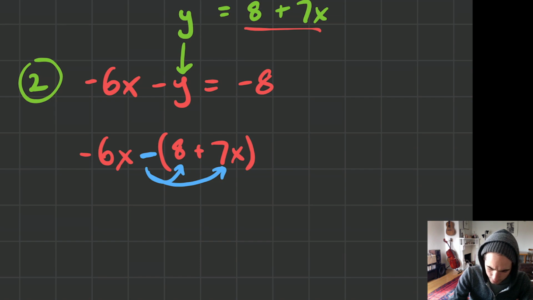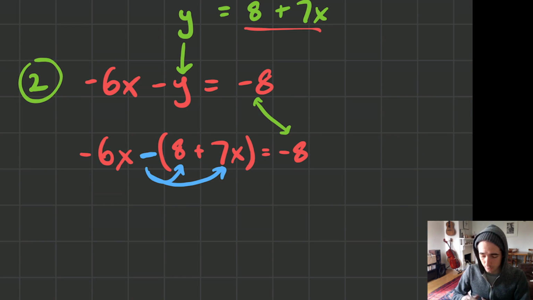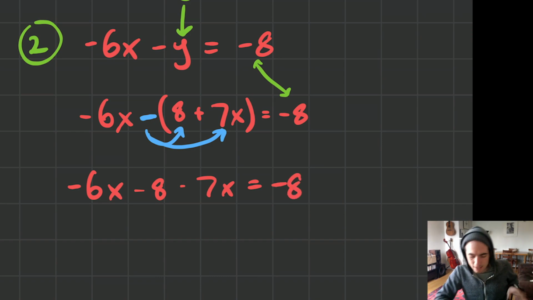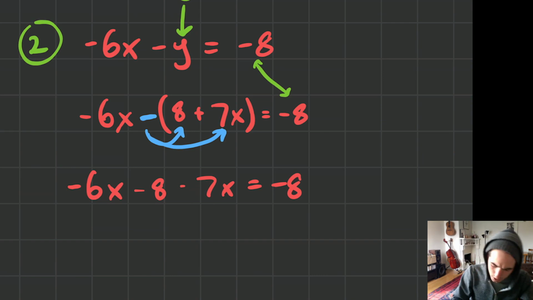So carrying on, we complete writing the equation. This is equal to negative 8, which I just copied from above. I really just wrote the same equation down, but I replaced y with what we solved for y in the other equation. Now I'm going to distribute that negative sign. We've got negative 6x minus 8 minus 7x equals negative 8. Although that looks like a bit of a handful, this is now a single equation with a single variable. So we're good. Let's go ahead and solve this.